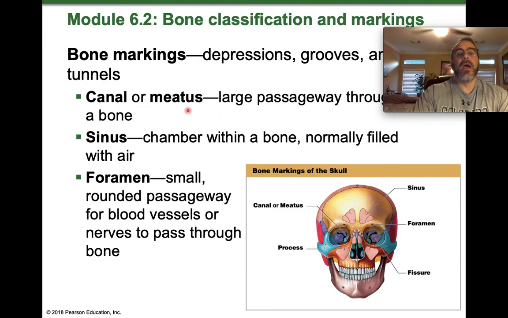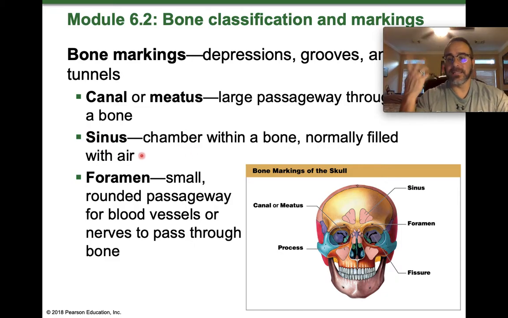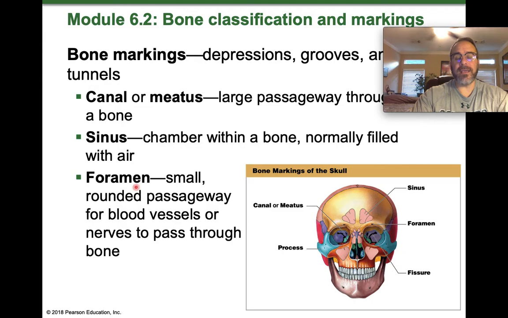Alrighty. A canal or a meatus, we already learned about the external acoustic meatus when we were playing with the skull in lab, is a large passageway through a bone. A sinus is going to be like a hollow chamber within a bone, and it's normally going to be filled with air, unless you get a sinus infection that gets, you know, mucus and grossness. And then do not confuse a canal or a meatus with a foramen.